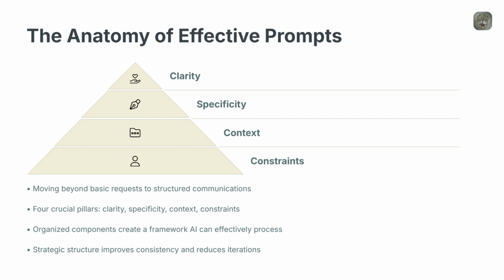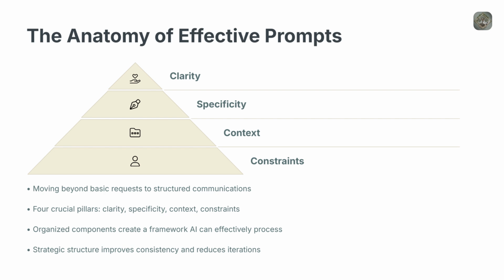Let's examine what makes prompts truly effective. We're moving beyond basic requests to structured communications built on 4 crucial pillars. Clarity ensures your instructions are unambiguous and easily understood. Specificity provides detailed guidance about exactly what you're seeking. Context offers the background information that frames your request appropriately. And constraints establish boundaries that shape the response. Together, these pillars create a framework that AI can process effectively.